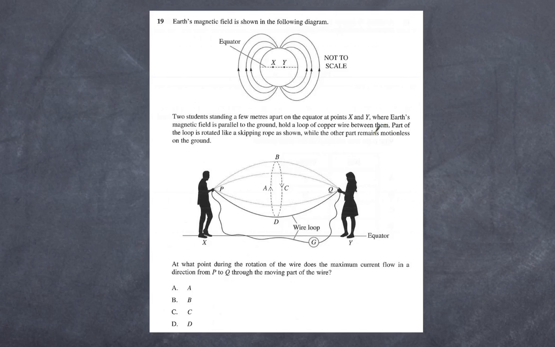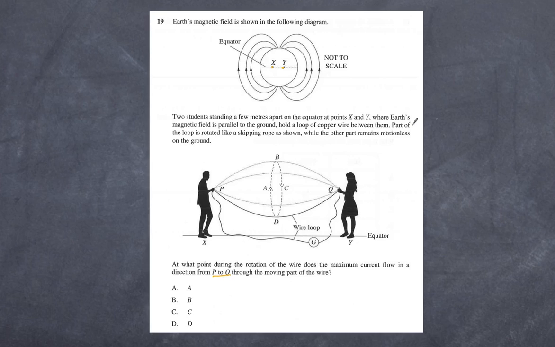19. Last two questions, which are a little bit more difficult. The Earth's magnetic field is shown, and the students standing a few meters apart at the equator at points X and Y, where Earth's magnetic field is parallel to the ground, hold a loop of copper wire and they spin it. Part of the loop is rotated like a skipping rope while the other part remains motionless. So this is the area we are interested in. At what point, A, B, C or D, do you have the maximum current from P to Q?